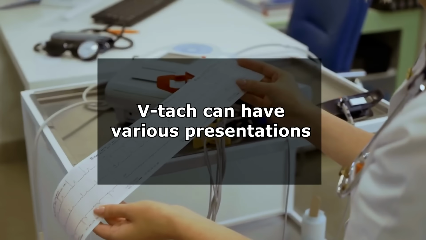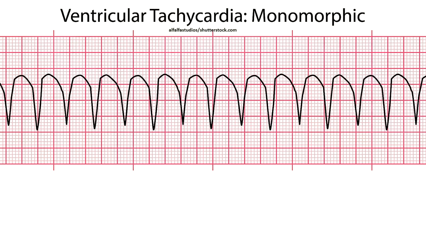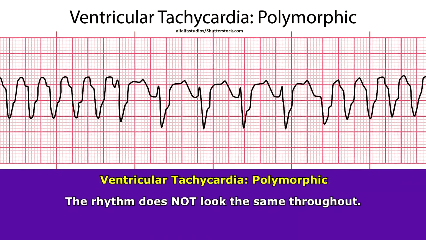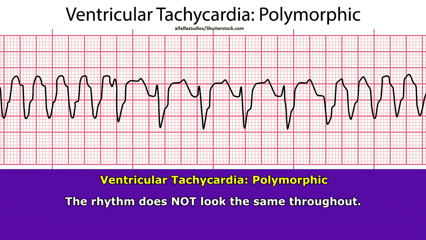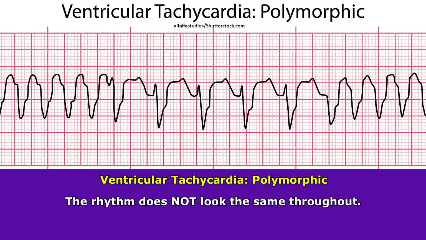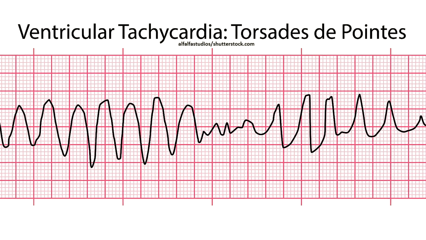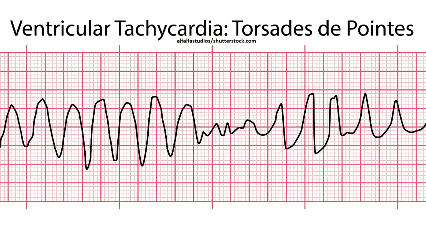Now, a couple things you want to remember about VTach is that it can have various presentations. VTach can appear monomorphic, and we refer to this as monomorphic VTach, and this is where its presentation is the same throughout. Or it can appear as polymorphic, and we refer to this as polymorphic VTach. And this is where the rhythm does not look the same throughout, but it's different. And one type of polymorphic VTach is called torsades de pointes. And you want to be aware of these different presentations because treatment is slightly different for each.